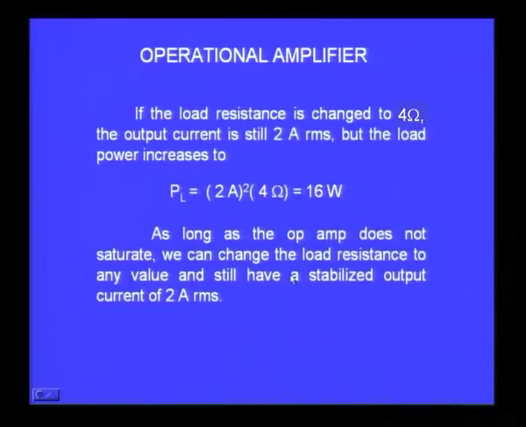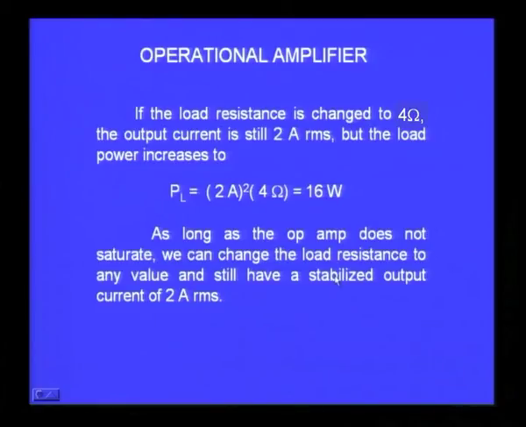If I make it 4 ohms, the current still will be 2 amperes, because the current is decided only by the 1 ohm resistor, and multiplied by 4 ohm gives me 16 watts. So the output power is increased because the value of the resistance is doubled, the output power is also doubled. So as long as the op amp does not saturate, we can change the load resistance to any value and have a stabilized current of 2 amperes. So this circuit is also very useful in a number of applications.